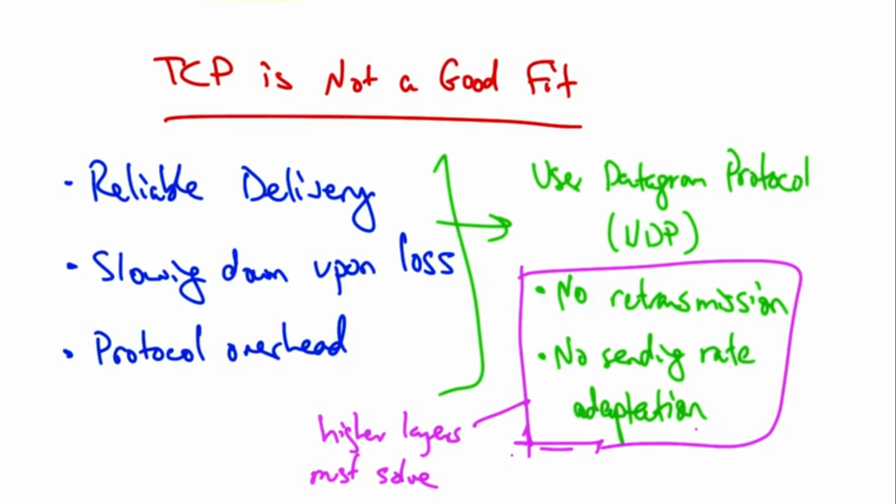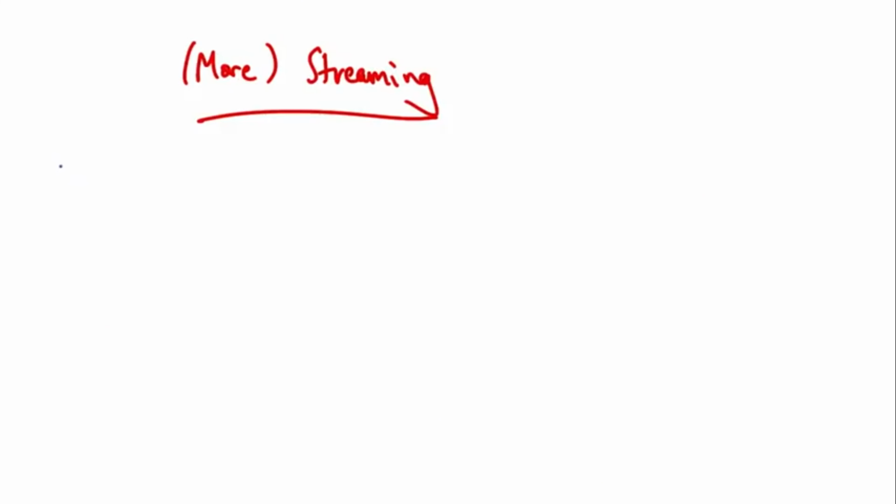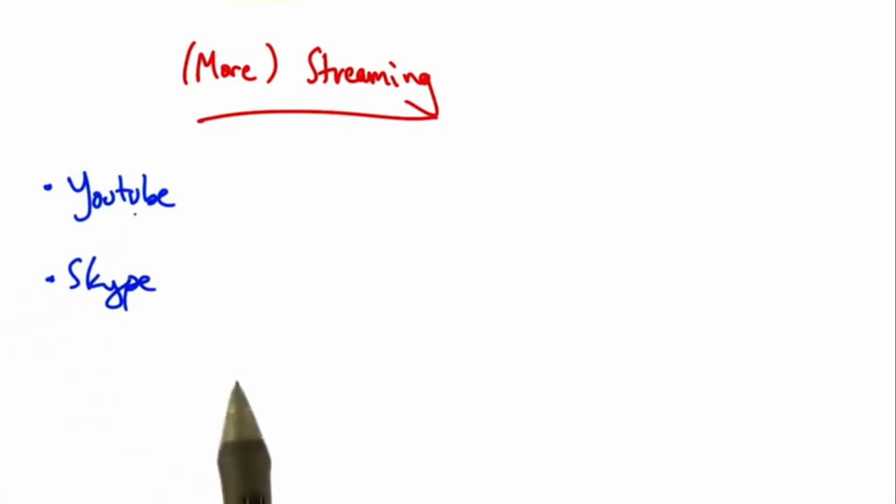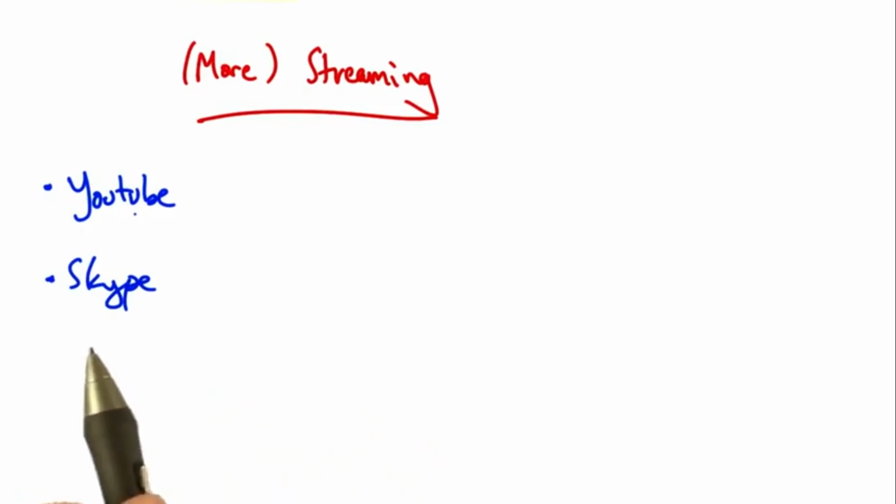In particular, the sending rate still needs to be friendly or fair to other TCP senders which may be sharing the link. There are a variety of video streaming and audio streaming transport protocols that are built on top of UDP that allow senders to figure out when and how to retransmit lost packets and how to adjust sending rates. We're going to talk a little bit more about streaming and in particular specific applications and how they work. We'll talk about a streaming video application, YouTube, and a Voice over IP or streaming audio application, Skype.